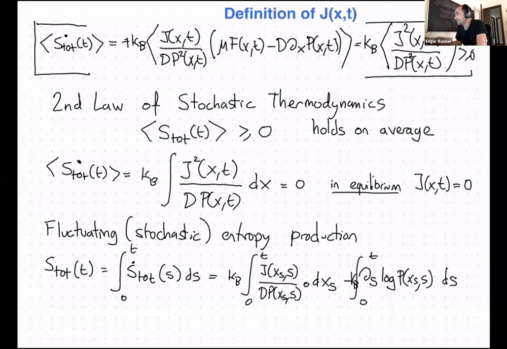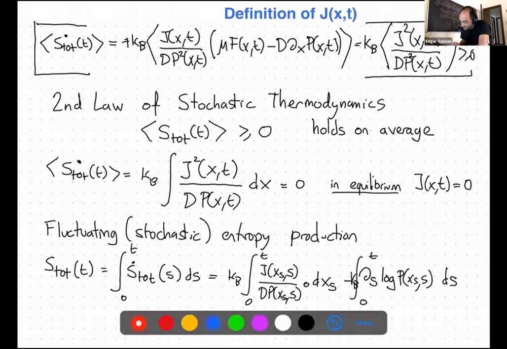And what I use in the next step is the definition of probability current. So mu f minus d partial x of p is j. So I get j squared divided by dp squared. And all the things in this formula are positive. That's why this quantity is always positive.